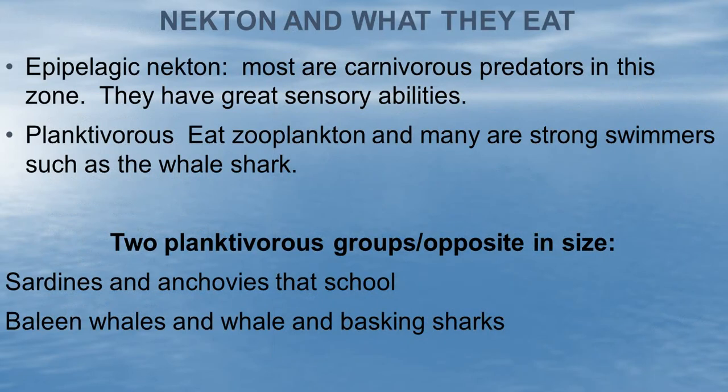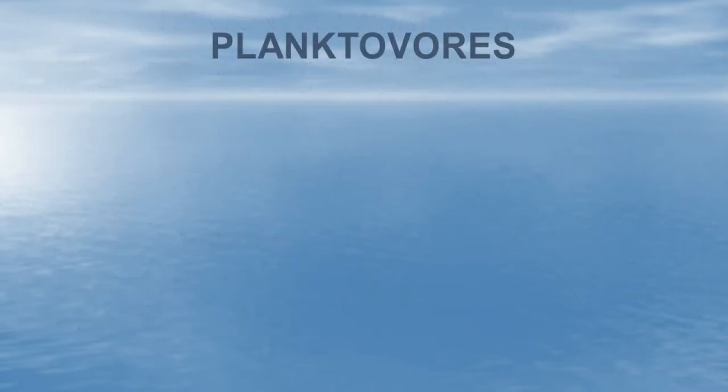So the nekton, remember, are the swimmers. What do they eat? Most of them are carnivorous. They're predators, and they go after other fish. There are such a thing as planktivorous nekton, and they eat zooplankton, and many of those are strong swimmers, and some of them are actually quite large. So we're looking at two planktivorous groups that are opposite in size. The small groups, which would be our sardines and our anchovies, and then our giant ones, our baleen whales, our whale sharks, our basking sharks. You're going to see those. Those we'll get to. You see how they are massive fish that survive off of plankton. So planktivores, let's start with those.